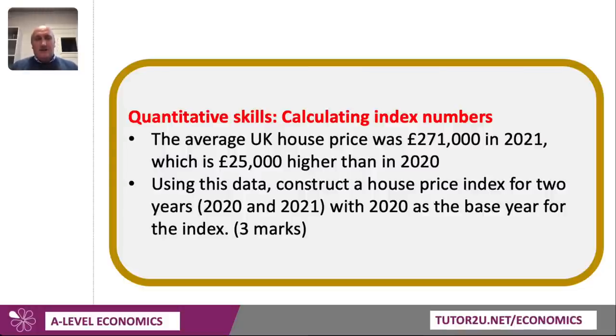And if you're playing catch up here, watching this after the event, first of all, welcome. Just press the pause button and have a go at this question. House prices were 25,000 higher in 2021 than the year before. So that allows you to work out what the house price was in 2020, doesn't it?